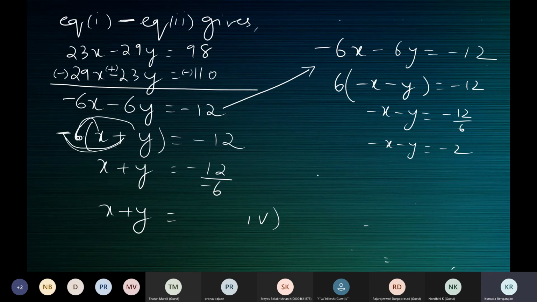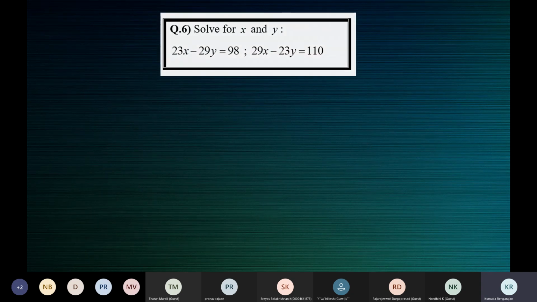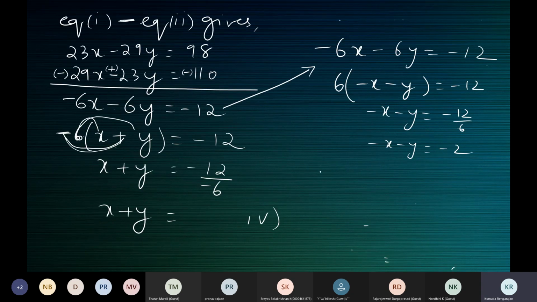Now what should you do? Write the two equations, one below the other. What was the third equation? X minus y is equal to 4. The third equation was x minus y is equal to 4, equation 3. And now we got this. This is a new fourth equation. If you take minus 6 common, this is our equation.